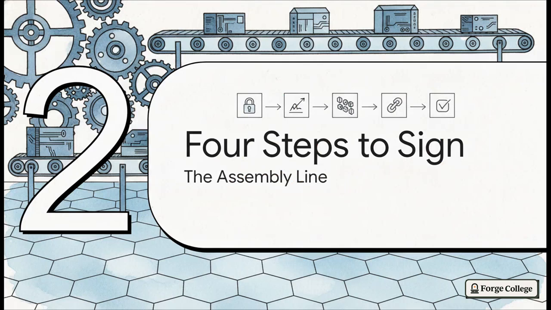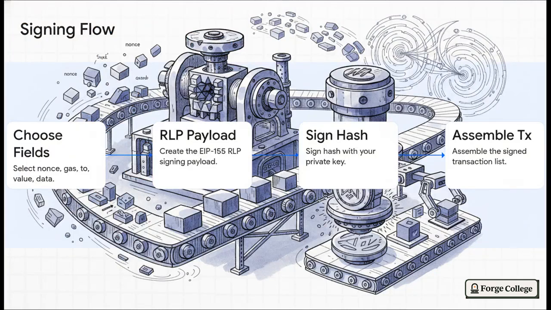Moving right along to section 2, 4 steps to sign, the assembly line. All right, so stepping out onto the main factory floor, think of this whole process as our conveyor belt. First, we gather our raw field materials, picking our nonce, setting our gas, choosing our destination. Second, we crush all of that into an RLP signing payload. Third, we literally stamp that payload with our private key. And fourth, we assemble the final product, injecting that signature right back into the transaction data so the network can eventually read it.